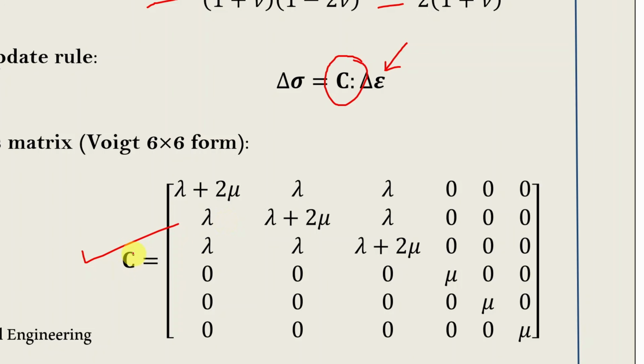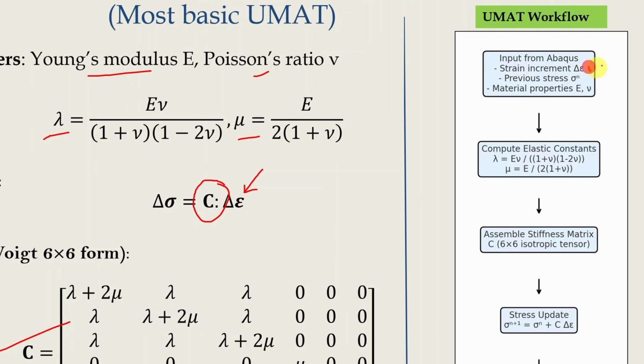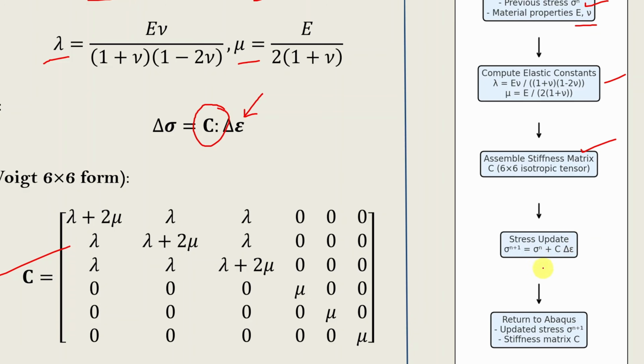And then we will define this stiffness matrix as shown over here. Now whenever Abaqus provides strain, we will convert that to stress, and also we have to give back this stiffness matrix itself. That's it. So overall workflow would be, from Abaqus we will get strain increment, we will also get stress from previous increment, and we will get material properties, Young's modulus and Poisson's ratio, which are actually a user input. Then we will compute elastic constants. After that we will assemble stiffness matrix, and then we will update stress using that stiffness matrix.